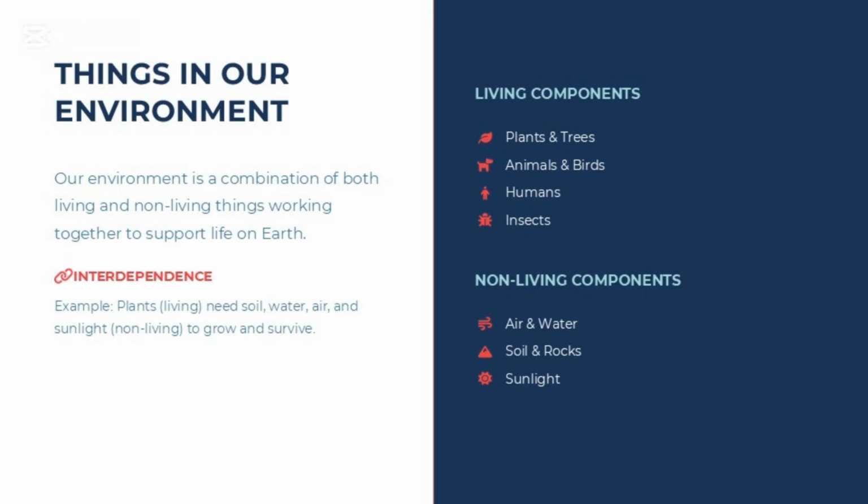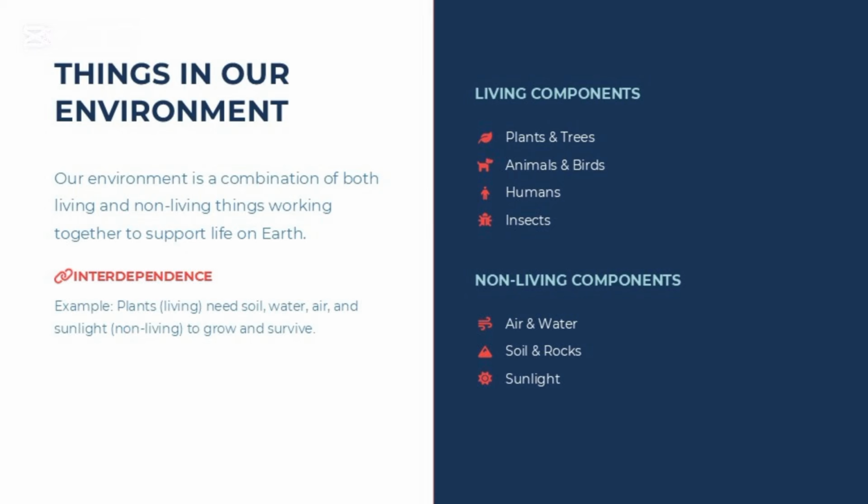Now let's look at the concept of interdependence in our environment. Essentially, our environment is a complex system where both living and non-living things work together to support life on Earth. For example, plants, which are living things, need non-living components like soil, water, air, and sunlight to grow and survive. This shows how these different elements are interconnected.